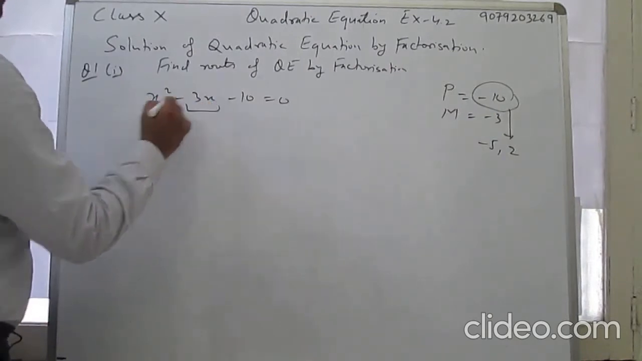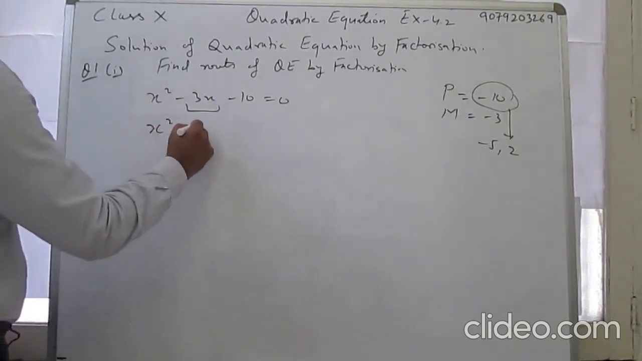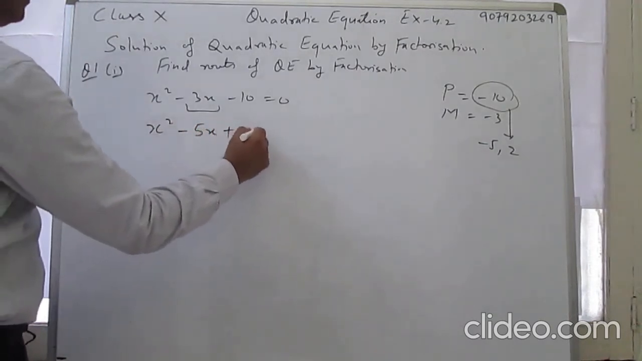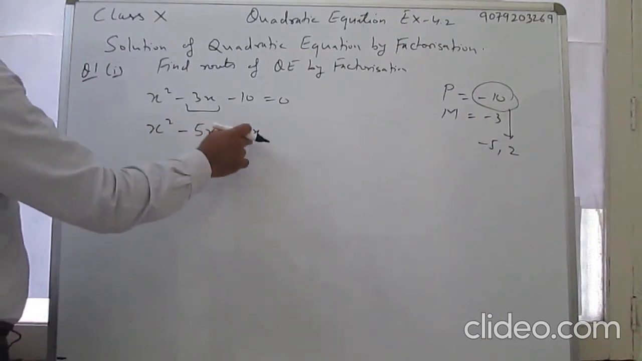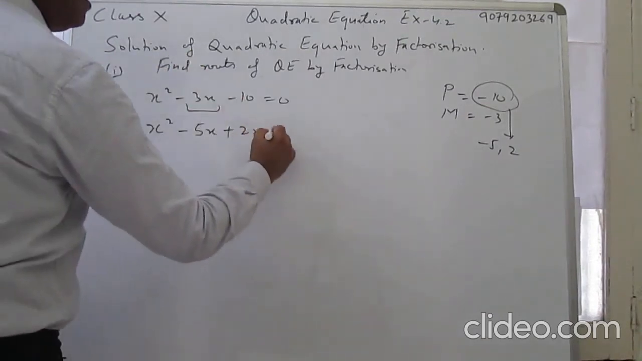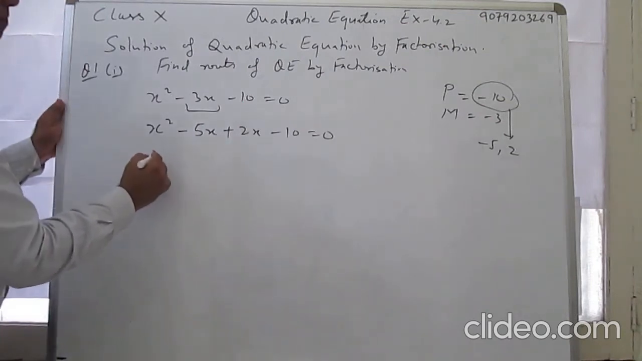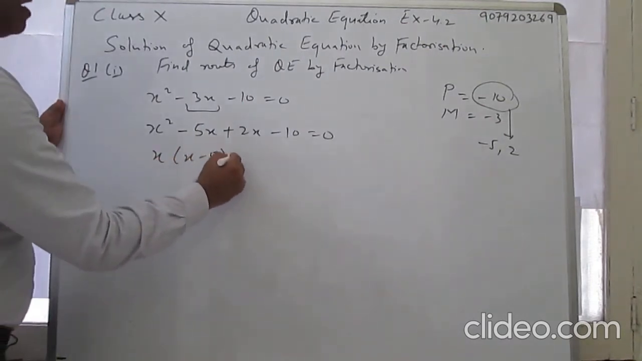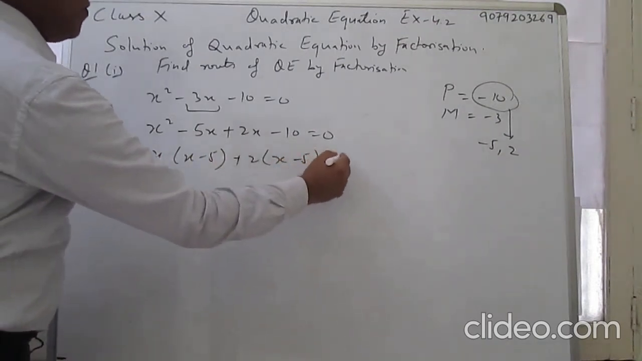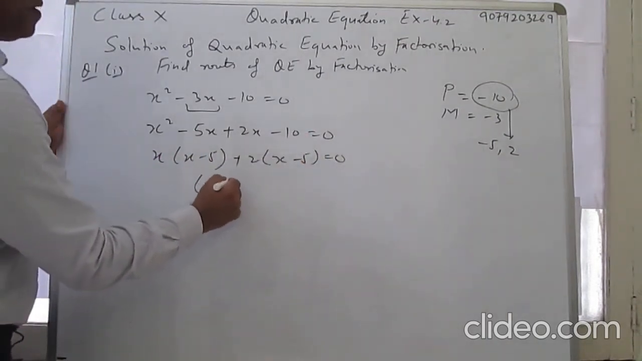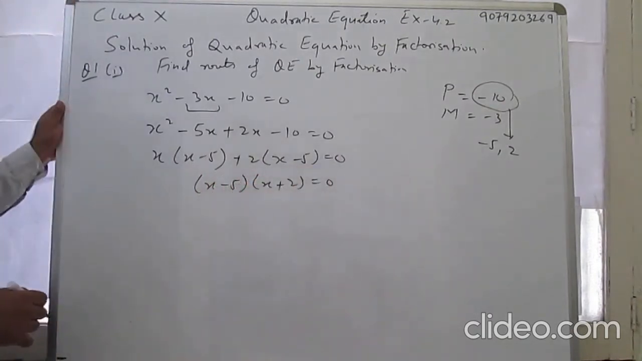So instead of minus 3x you can write x square minus 5x plus 2x minus 10 is equal to 0. It is your choice which term to write first. Now take x common: x into x minus 5 plus 2, and again x minus 5 is common. In the other bracket, x plus 2 is equal to 0.